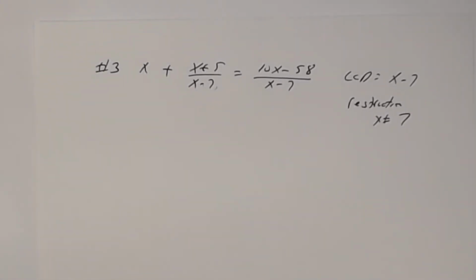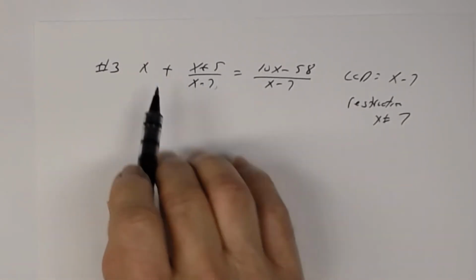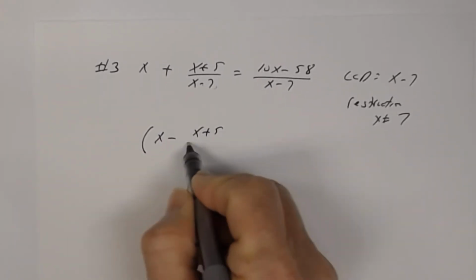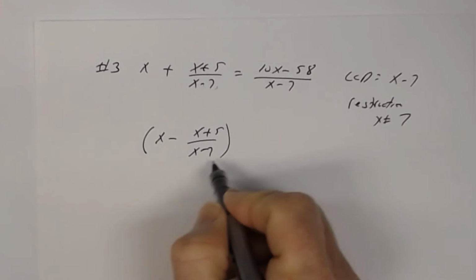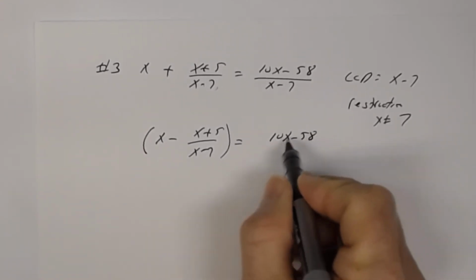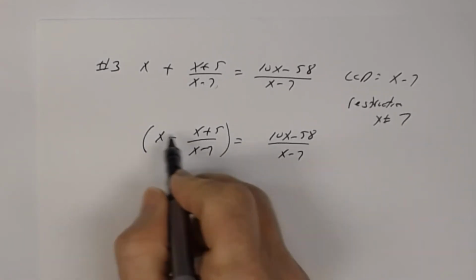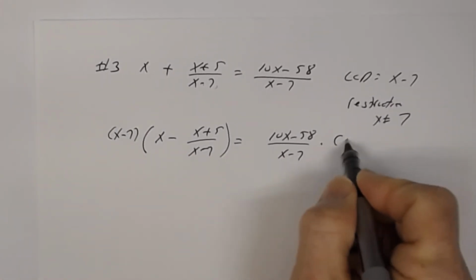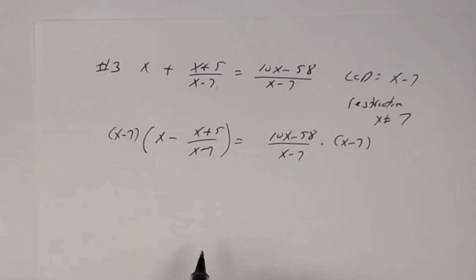Now be careful with number 3. We're going to multiply both sides by the LCD to clear the fractions. Notice I have two rational expressions here, so I'm going to put that in parentheses. x minus x plus 5 divided by x minus 7 equal, and I'm going to rewrite this over, 10x minus 58 divided by x minus 7. So I'm going to multiply both sides by x minus 7, in parentheses, just like I did.